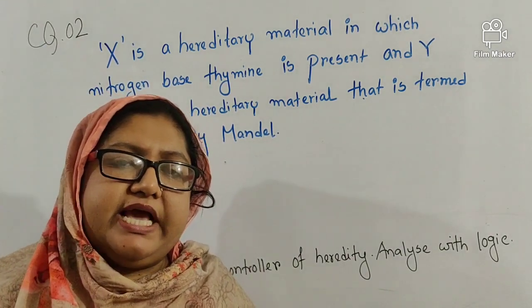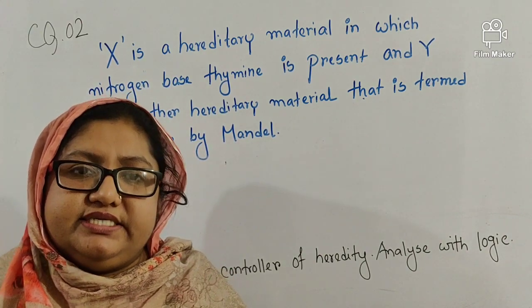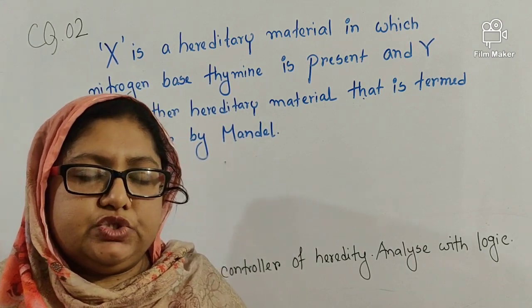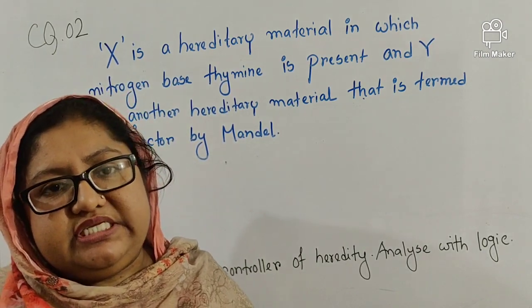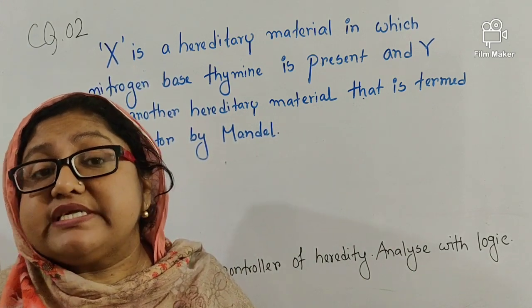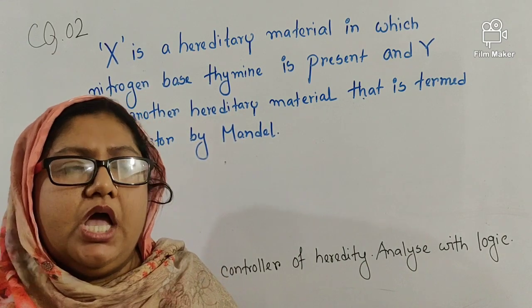One is dominant gene, another one is recessive gene. Now, what is dominant gene? The gene that can express its characteristics in the first generation is known as dominant gene, and the gene that cannot express its characteristics in the first generation but can express its characteristics in the second generation is called recessive gene.